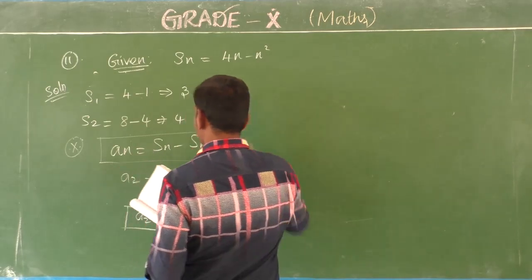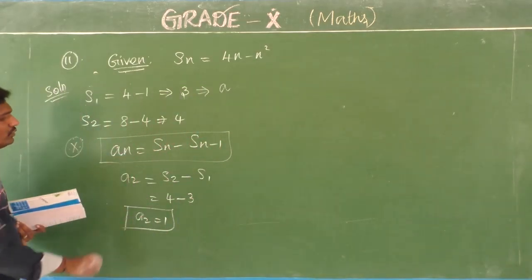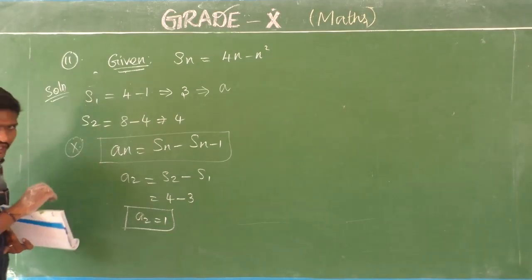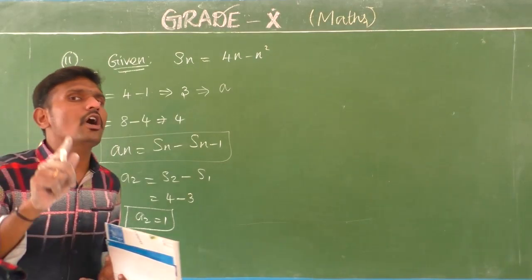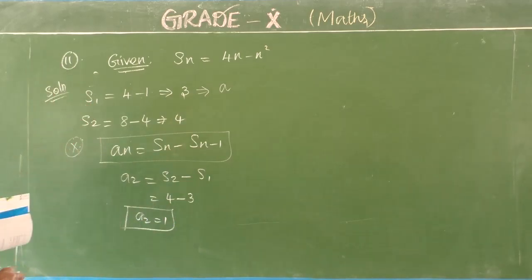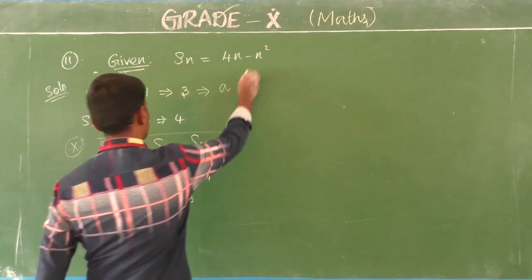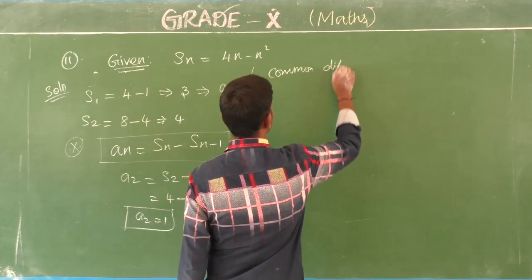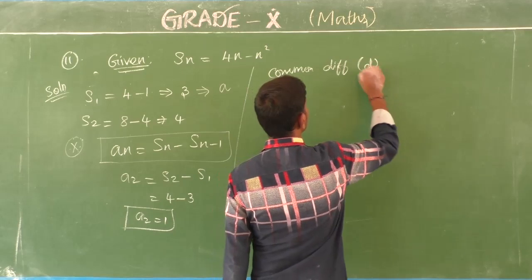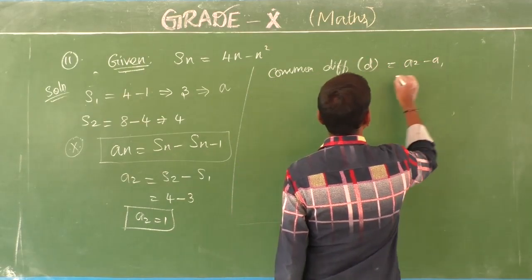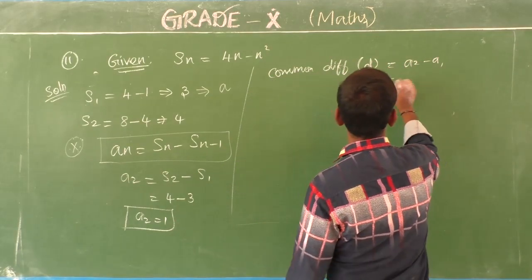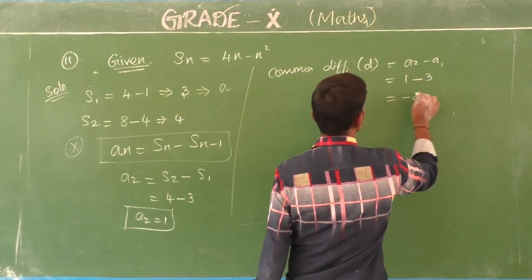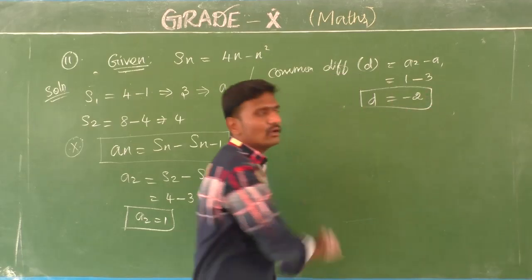Okay. So students, listen carefully, all of you. So you have a, that is the first term, is 3. Now coming to the common difference. Do you know? D equal to A2 minus A1. You have the second term is 1 minus A1, the first term is 3, to get minus 2 as your common difference. D equal to minus 2.